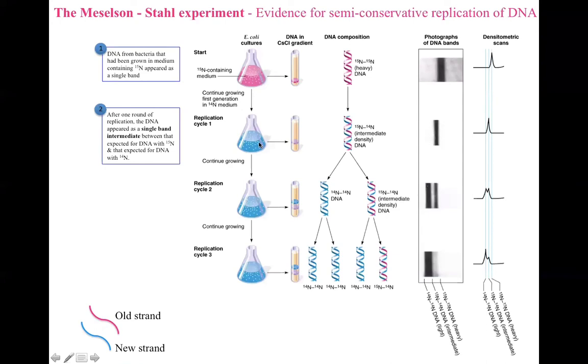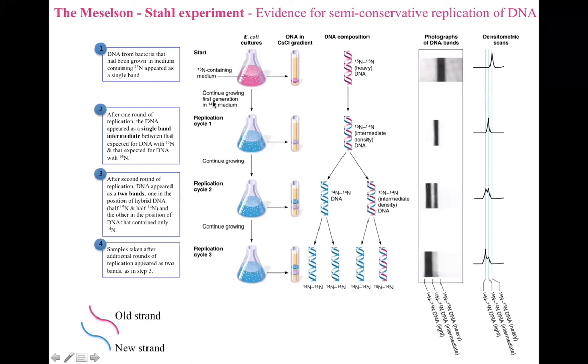When they continued to the second round of replication and isolated the DNA, they got two bands. One band has a mixture of N14 and N15, and the other band has purely N14. This experiment proves that DNA undergoes semi-conservative replication. Just to track this, the pink strand is an old DNA strand and the blue one is a new strand.